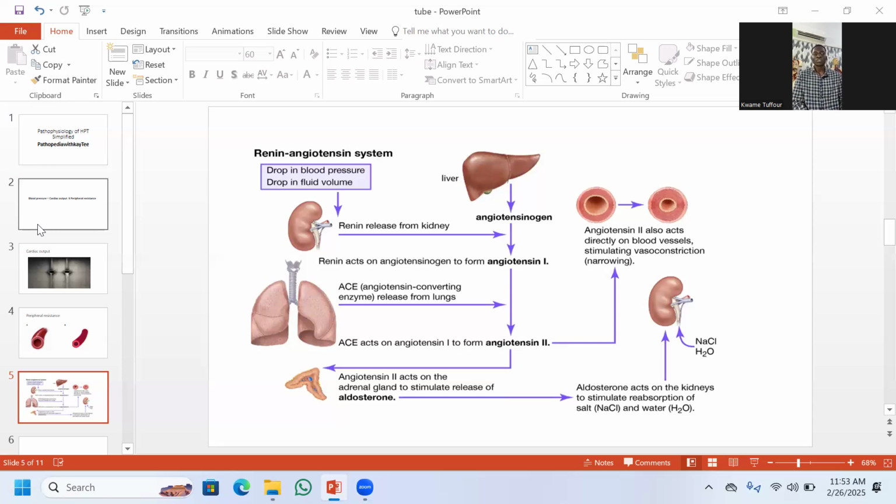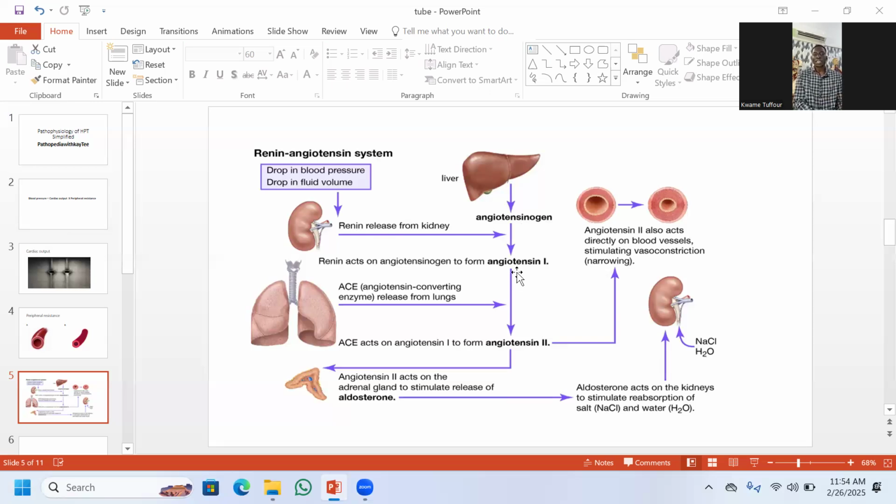What goes into this system? Whenever there is reduced blood flow to the kidneys, in situations of low blood pressure and low blood volume, the kidneys have some cells called the juxtaglomerular cells. They are able to detect this and they will release a substance called renin. Once renin is released, renin functions by converting angiotensinogen into angiotensin 1.